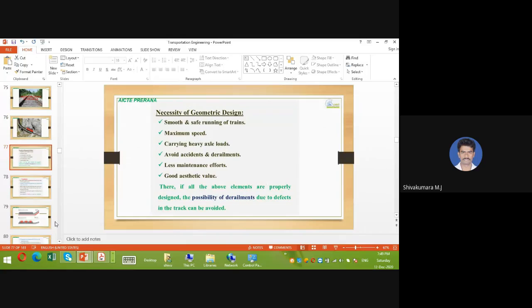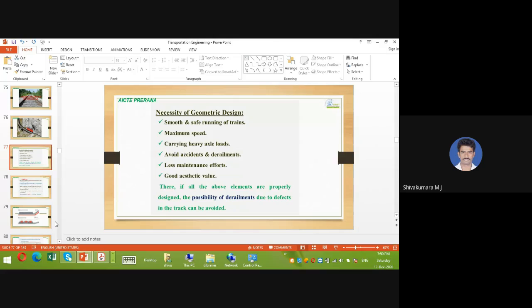So what is the necessity of geometric design of a railway track? It should possess smooth and safe running of trains on it, and it should be able to attain the maximum speed on the tracks. It should be able to carry heavy axle load, and as much as possible it should avoid accidents and derailments. Less maintenance effort should be required once it is constructed, and also it should possess a good aesthetic value. So these are some necessities of a geometric design.